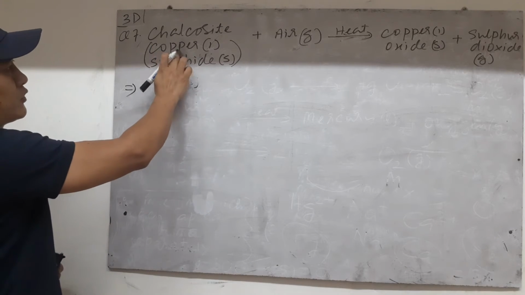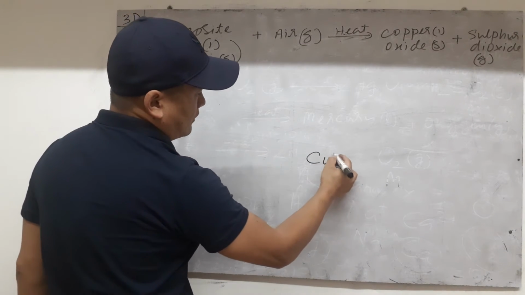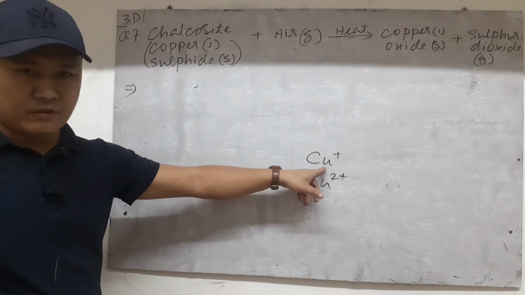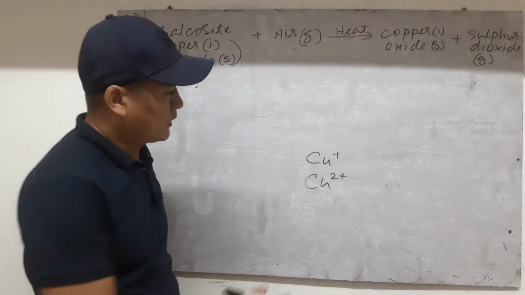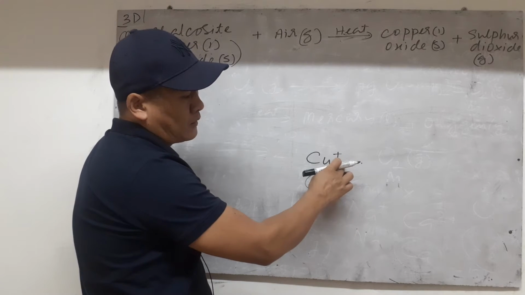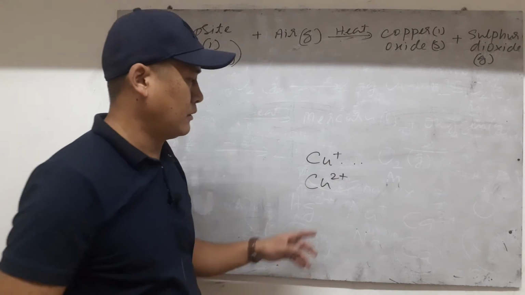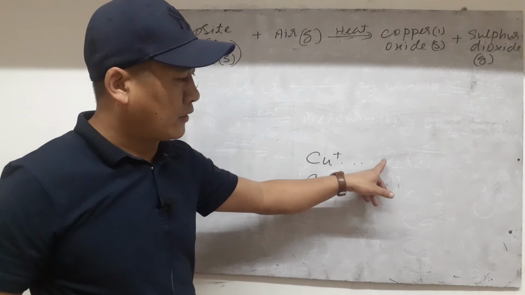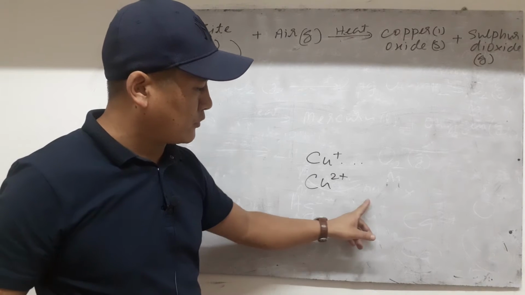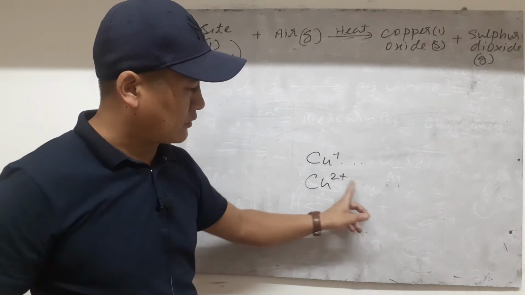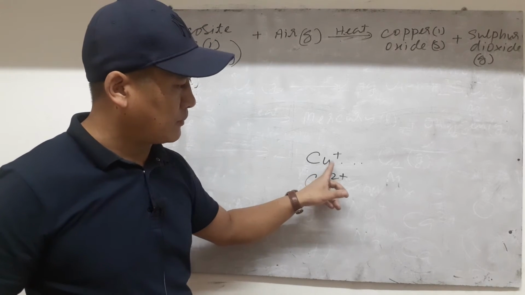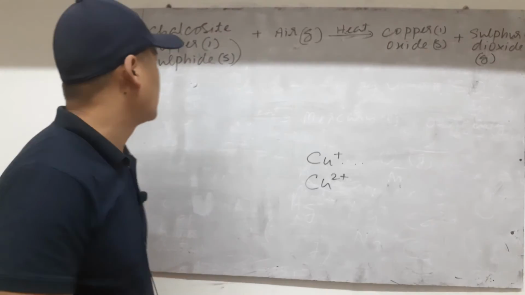For the real name, you take it to write the formula. Copper 1. Now there are two ions, Cu1 plus and Cu2 plus. Cu2 plus is the more common one, but sometimes Cu1 plus also exists, and in this case it is existing. This one is called copper 1 ion or cuprous ion. And this one has 3 names: copper ion, copper 2 ion, or cupric ion. This one has only 2 names, copper 1 ion or cuprous ion. So this is clearly copper 1.